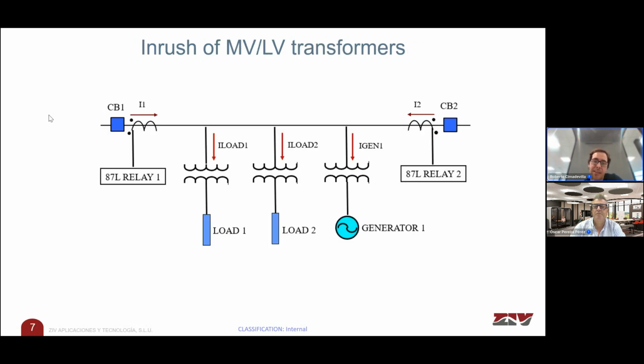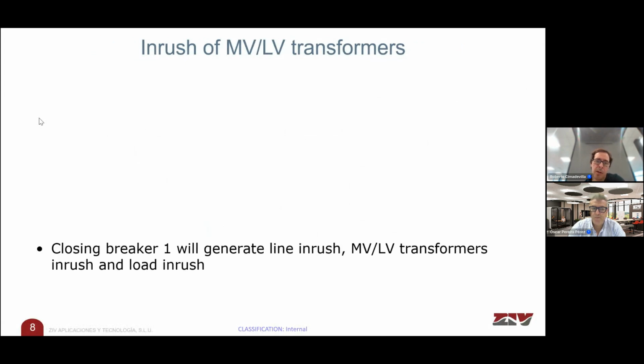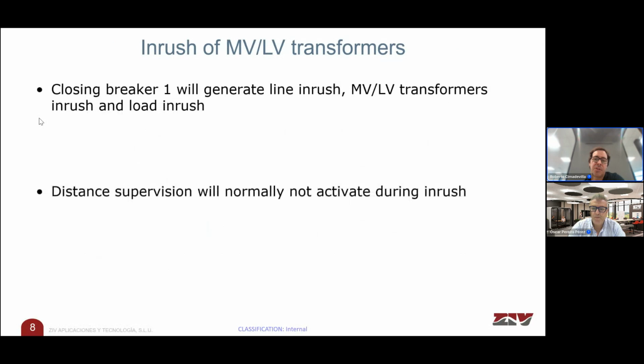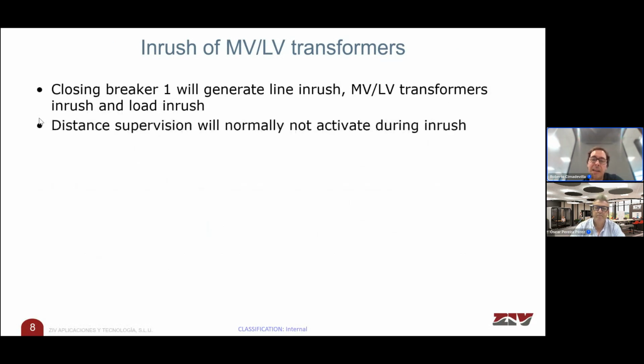The other case is inrush of the MV-LV transformers. When we close this CB1, this circuit breaker, we will generate an inrush of the line, of the transformers and also of the loads at the same time. So distance supervision will normally not activate during the inrush. We will see in the simulated cases that the impedance is far away from zone 2. So if distance does not operate, line differential will not operate either.